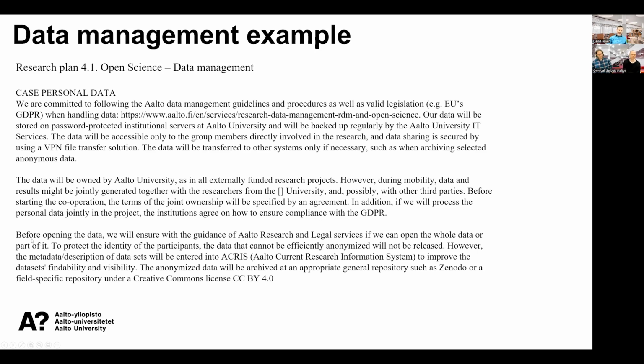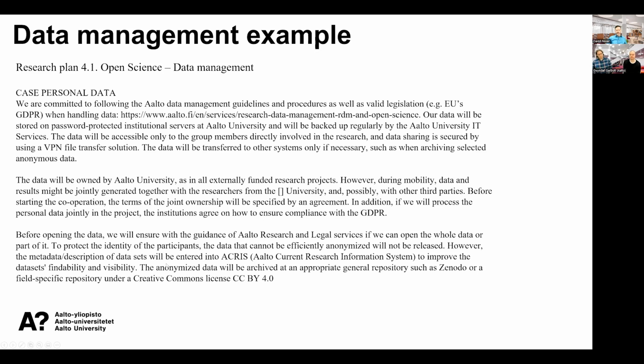And in the final paragraph here, we're talking about how the data will be opened, how the legal services may be involved, how the data will be released, and it's going to be anonymized prior to release, and how the data outputs will be made public. So it's going to be done through ACRIS, and it's done to improve the findability and visibility of this data. And here in the end, you can see the Creative Commons license associated with this anonymized data.